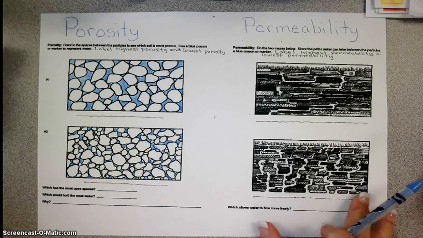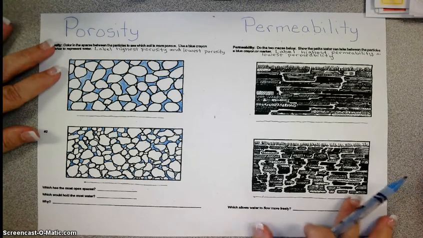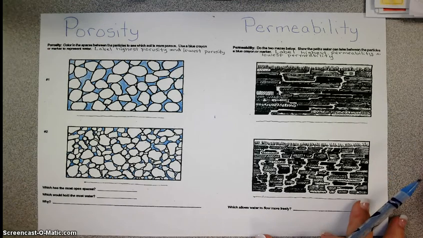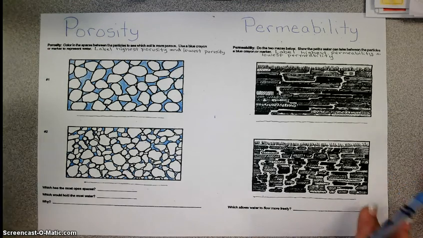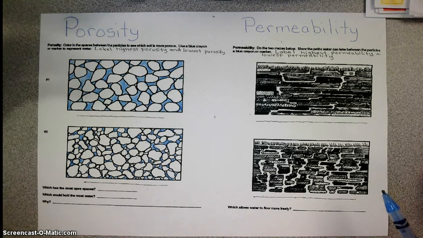Permeability, however, is similar. It's related to it, but it's actually an amount or a rate of flow. And so when we look at these two pictures, it says to do the two mazes below, show the paths that water would take between the particles using a blue crayon or a marker. So I'll give you a chance to do that now.